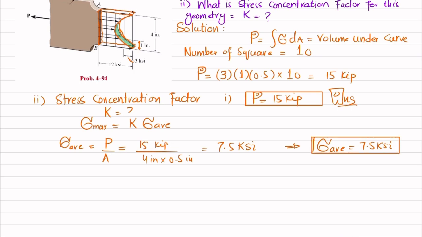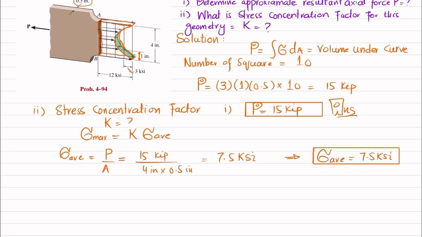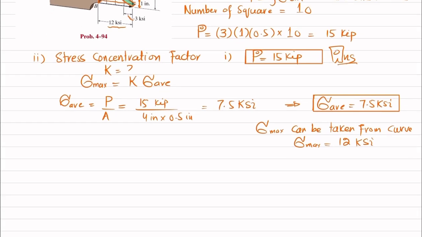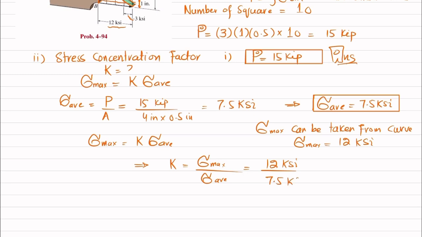Now we will find this K. How will we find it? You will need the maximum stress. The maximum stress can be taken from the curve, and that maximum stress is 12 ksi. So sigma max is equal to 12 ksi. We know that maximum stress is equal to K into sigma average, so K will be equal to sigma max divided by sigma average. Putting in the values, sigma max is 12 ksi and sigma average is 7.5 ksi, which will give you 1.60. So the stress concentration factor is 1.60.